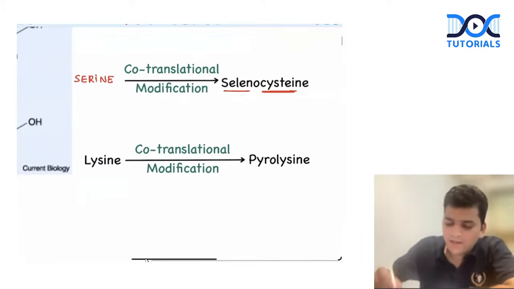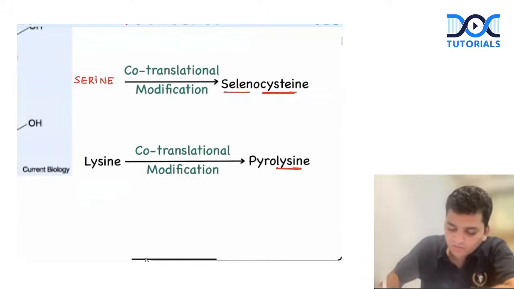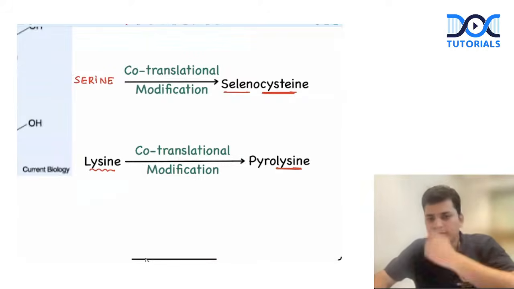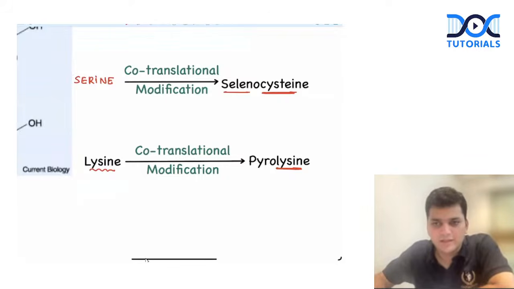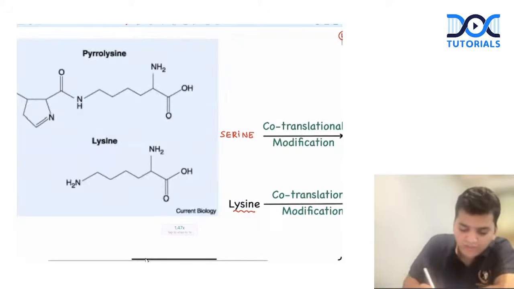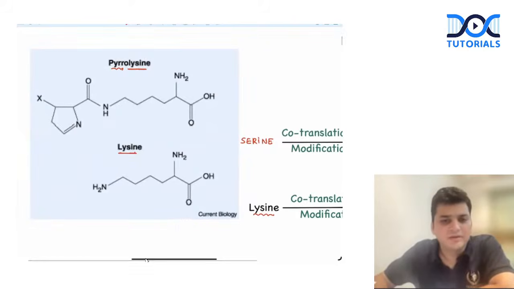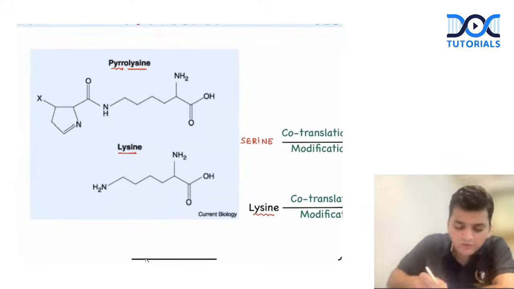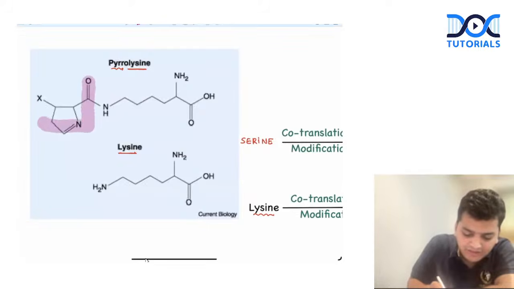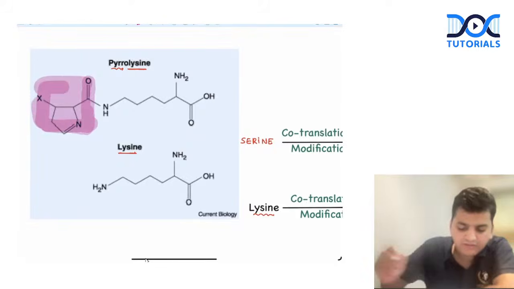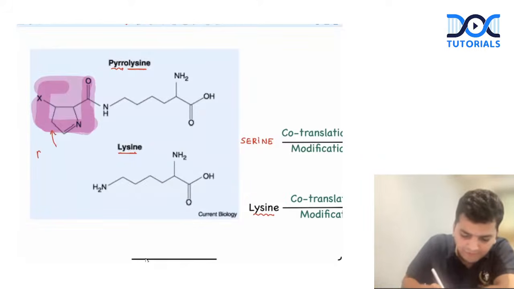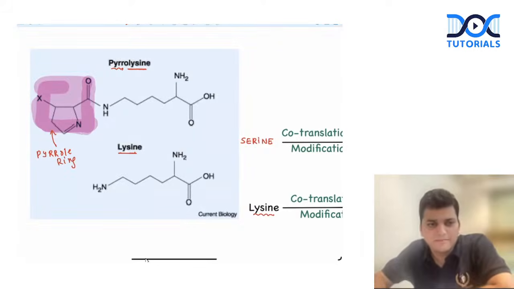In the same way, how is pyrrolysine made? Pyrrolysine is made when you take lysine and attach the pyrrole ring. Here you can see the structure. Look at the structure of lysine and pyrrolysine. The additional thing that you can see in the structure is the ring. These structures are not important. That is just to make you understand that in pyrrolysine, this is the additional thing. This ring is called the pyrrole ring. So if we attach the pyrrole ring on the lysine, it is going to be pyrrolysine.